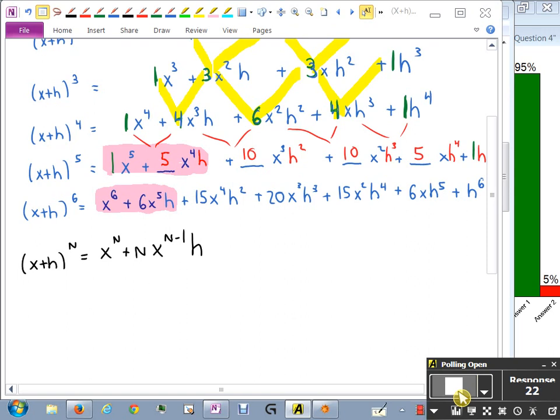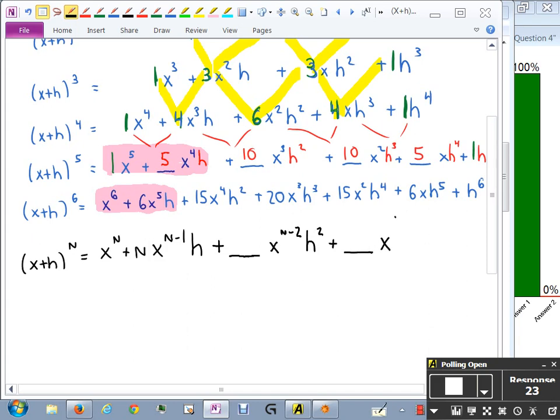I'm not done, right? There's a bunch of stuff that keeps on happening here. All right, the next number, I will concede that I don't know what it is, okay? But I know the power on x came down again, right? So it's x to the n, what? Minus 2. But how many h's will I have? H squared. Yes?